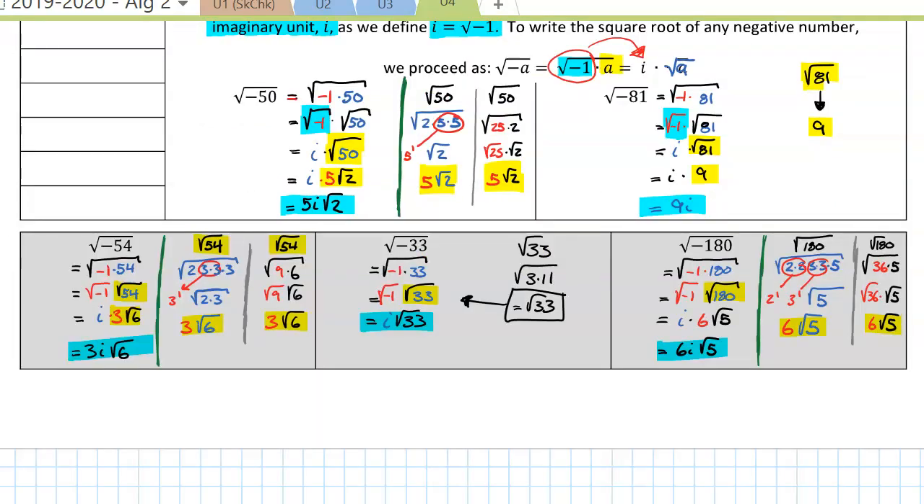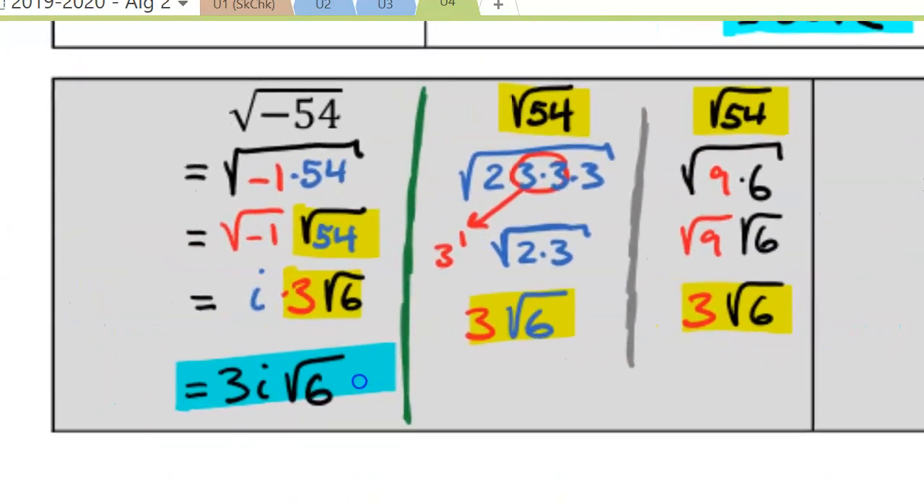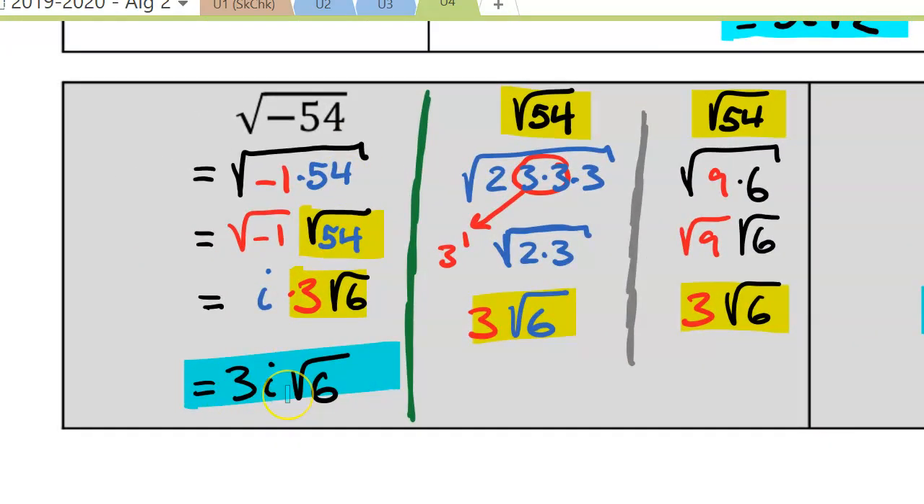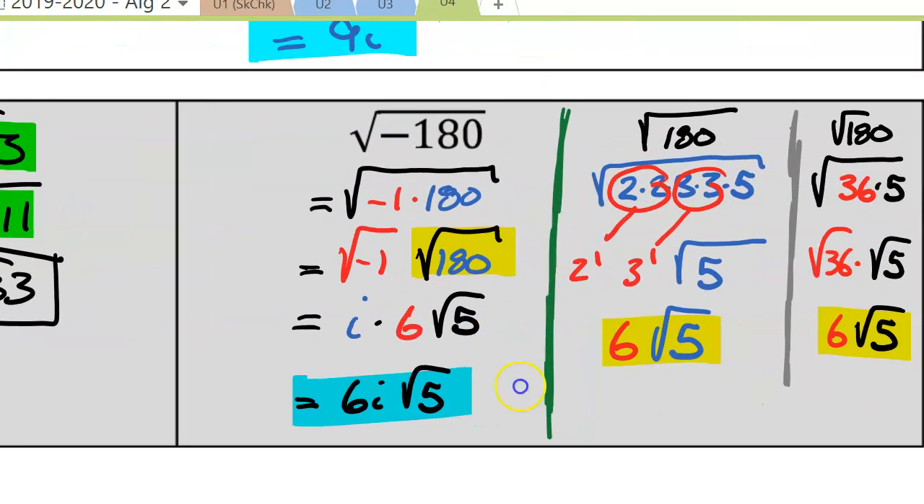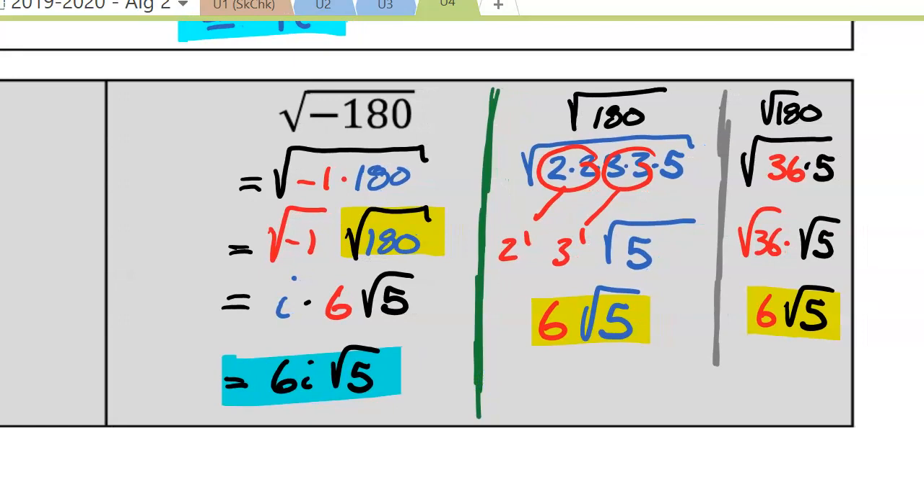Here are our answers. Square root of negative 54 turns into 3i root 6. Square root of negative 33 turns into i root 33. Now notice here, this is our first real example where 33 is just a prime number. There are no factor pairs. There is no perfect square that goes there, so we can't simplify it any farther. So the only thing we were able to do is pull out that negative 1 as an i, giving us i root 33. And lastly, negative square root of 180, we get 6i root 5.